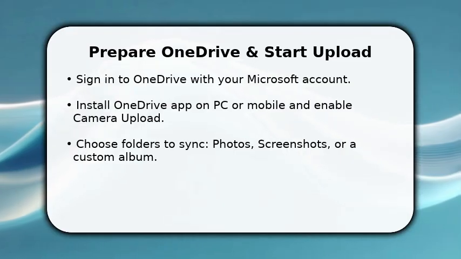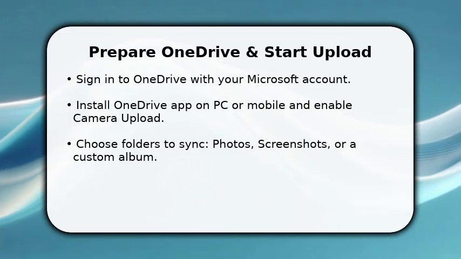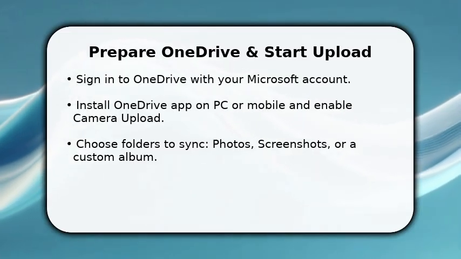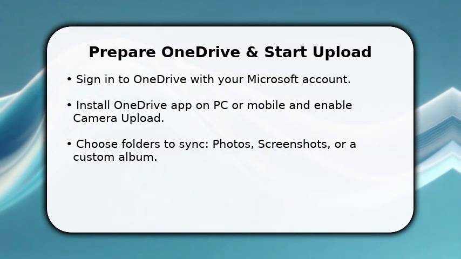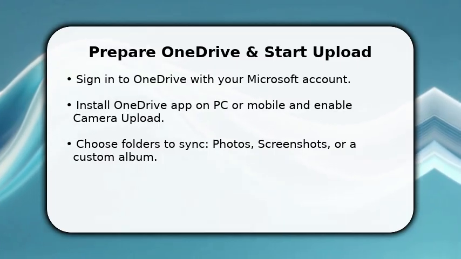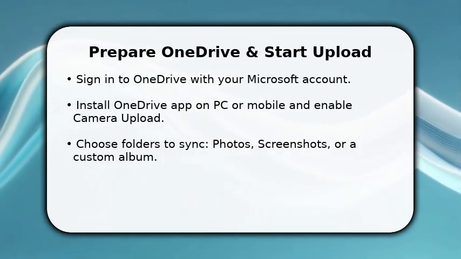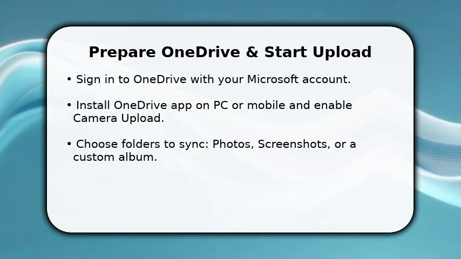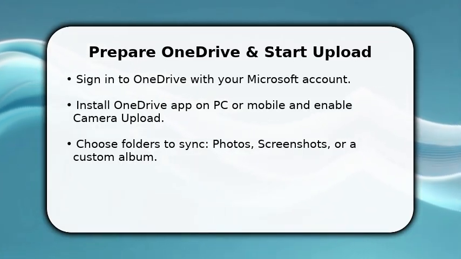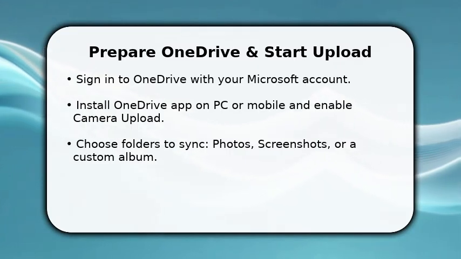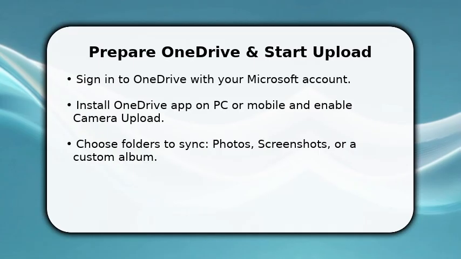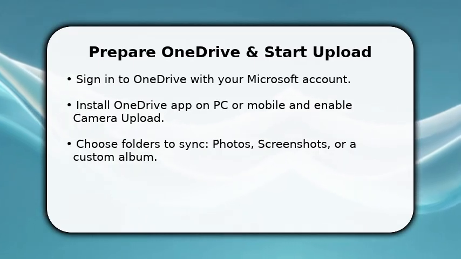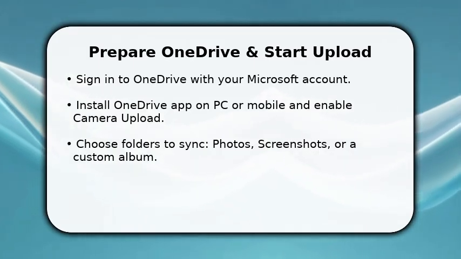You'll start by signing into OneDrive and confirming your device is linked. This grants the app permission to upload. Once signed in, open OneDrive settings and enable camera upload or choose folder sync so photos transfer automatically. Make sure you pick the correct source folders like camera roll or a custom album and set upload to Wi-Fi only if you want to save mobile data. This gets the pipeline running so new photos appear in the cloud immediately.